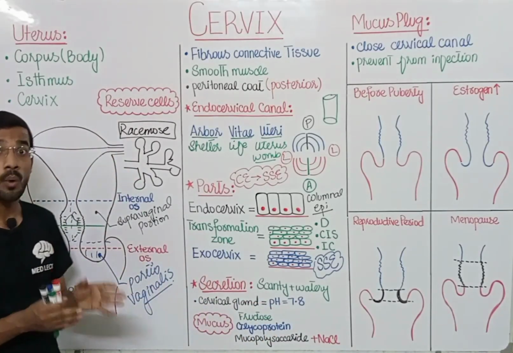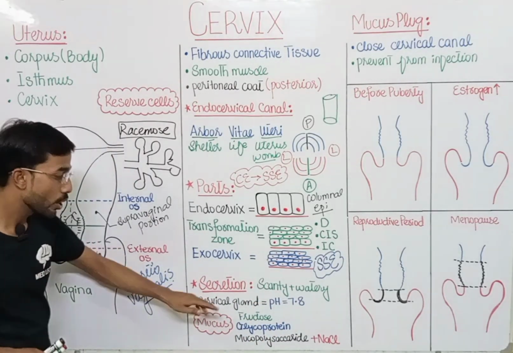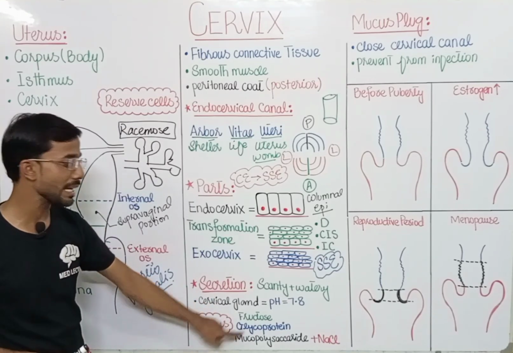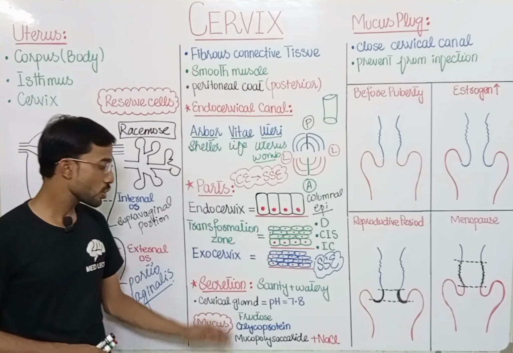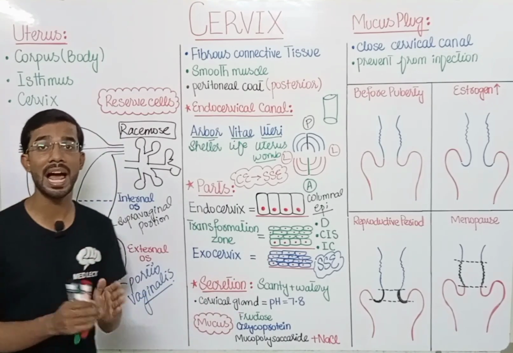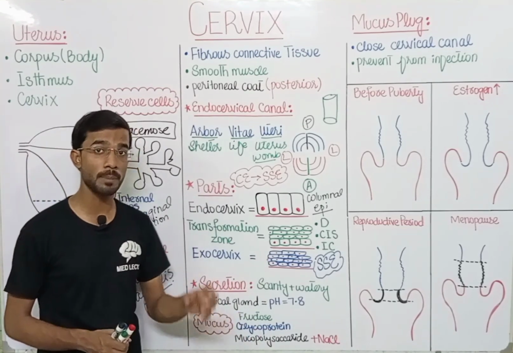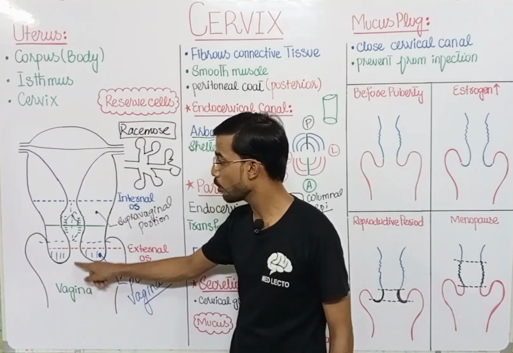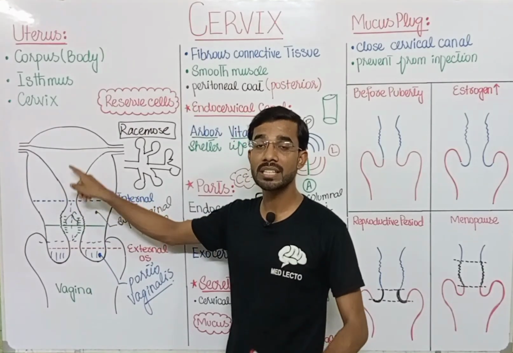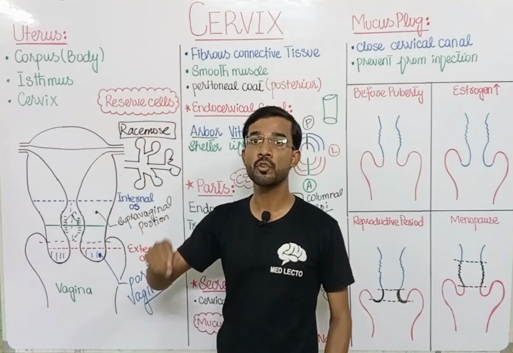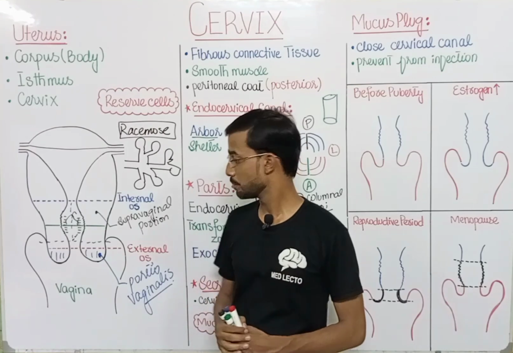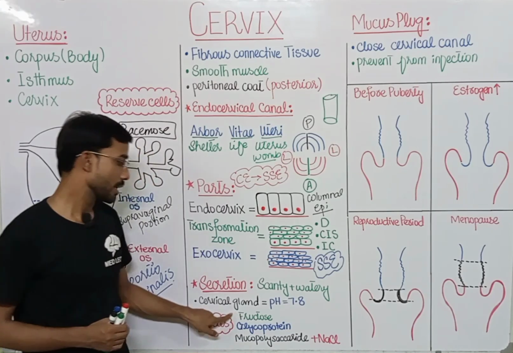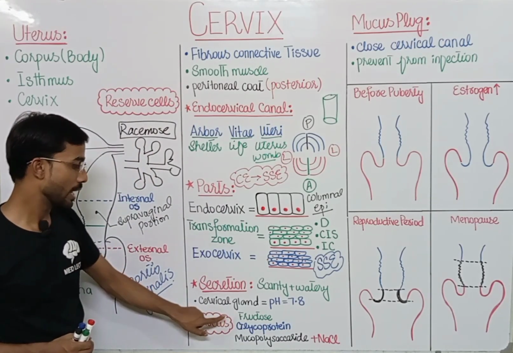If you see the composition of the mucus, you can see fructose, glycoprotein, mucopolysaccharide, and also NaCl. Fructose is very helpful and provides nutrients to the sperms that come from the vagina. From the vagina, sperms move into the uterus, and ultimately go to the fallopian tube where they get attached to the eggs. So nutrients are provided by the cervical secretion.